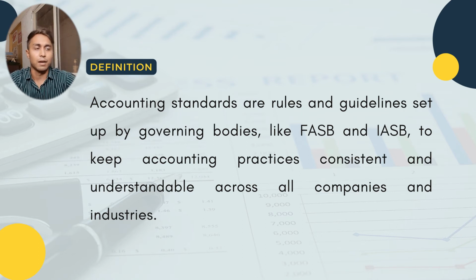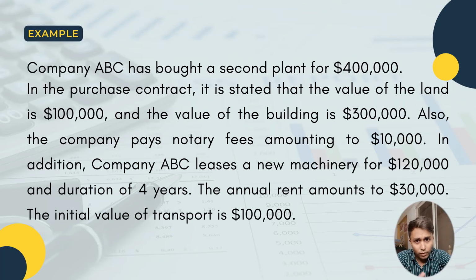So let's take an example and try to understand in detail what the accounting standard is. For example, ABC company has bought a second plant for $4 lakh. Then in the purchase contract, it stated that the value of the land is $1 lakh, the value of the building is $3 lakh, and the company also pays notary fees of $10,000 in the accounting.